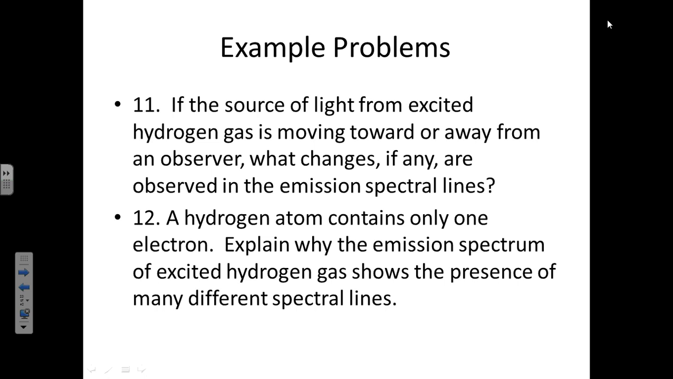Why are we getting more than one color? Exactly. There's not just one hydrogen atom in that tube, right? There's bunches of hydrogen atoms. Some of the electrons may be going from level 4 down to level 3. That's going to give off a specific color. Some may be going from 5 down to 2. Some may be going 2 down to 1. You're getting a different color for every drop, and different drops are happening in different atoms.